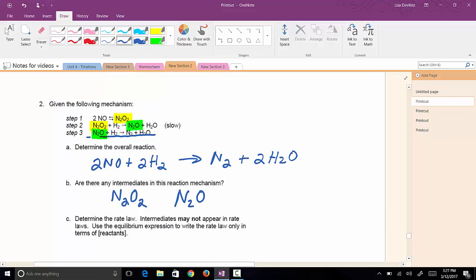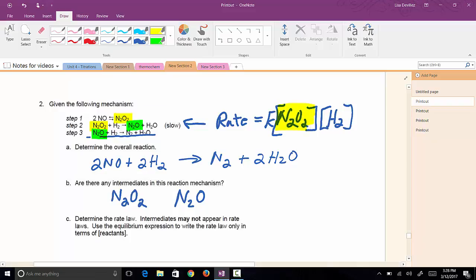So it says determine the rate law. Now, for reaction mechanisms, this is going to be kind of the most complex thing that you'll do. If I write the rate law for that step, what do I get? Well, rate equals k times N2O2 and H2. Now, the problem with this is the N2O2 is an intermediate. We cannot have an intermediate in our rate law.